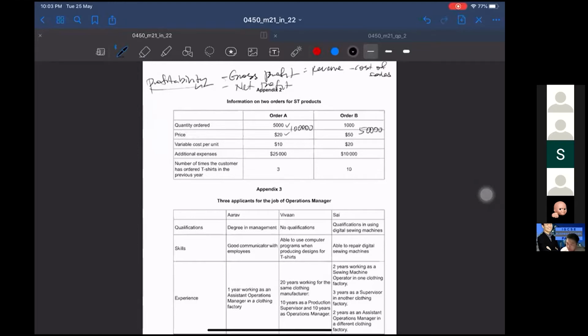Now, after your revenue, you need to find the cost of sales. What is the formula of cost of sales? Basically, cost of sales is the total cost to produce the quantity. Per unit, you have to pay $10 to produce 1 unit, and here you have a total of 5,000 units. So what is your total variable cost as your total cost of sales, COS? Cost of sales is your quantity ordered multiplied by your variable cost per unit. So 5,000 times 10 is 50,000 for your total cost of sales. And for order B, 1,000 times 20 is 20,000.